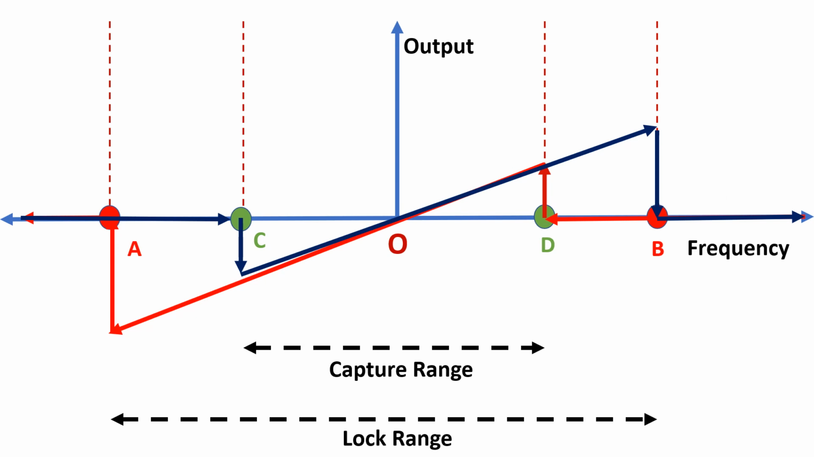PLL characteristic on forward pass and backward pass of input signal frequency can be shown together as on the slide. Input signal frequency must enter lock range of PLL for tracking the input signal frequency, and input signal frequency must enter the capture range of PLL to start capturing the output demodulated signal.